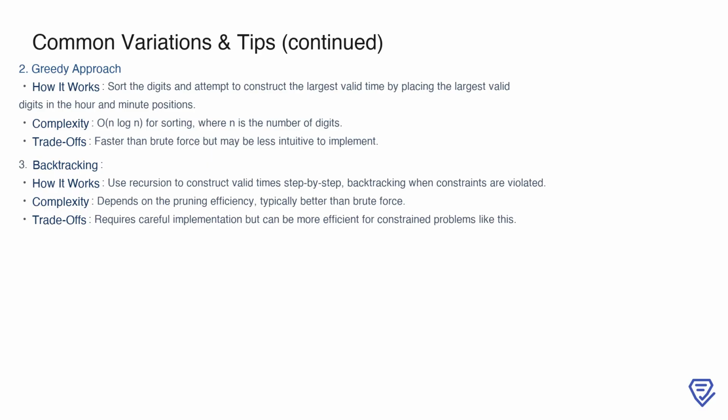Lastly, there's the backtracking approach, which involves using recursion to build valid times step by step while backtracking whenever constraints are violated. The efficiency of this method depends on how effectively you can prune invalid paths during the recursion. While it may require more careful implementation compared to other methods, backtracking is often more efficient than brute force for constrained problems like this one. Each of these approaches has its own trade-offs, so the best choice will depend on the context, such as whether you're optimizing for clarity, efficiency, or flexibility.